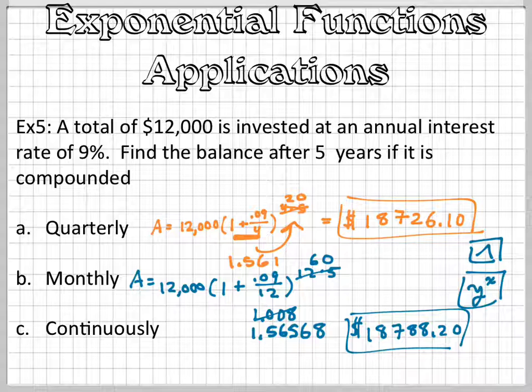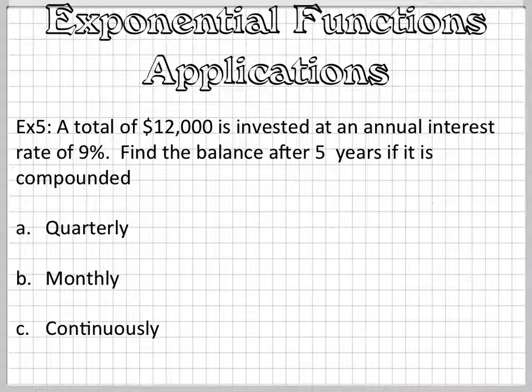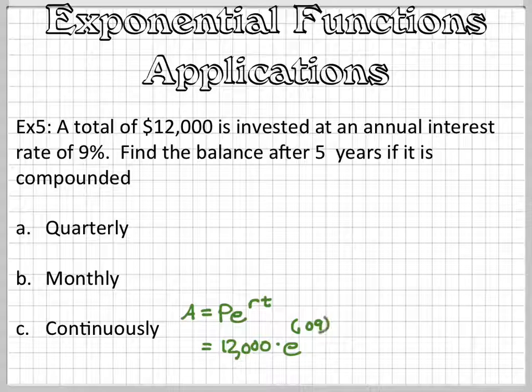Now let's do the continuous. The difference with the continuous, I'm going to clear everything here, is you use a different formula. This one is A equals P E to the R T. A equals principal times the natural base raised to the rate times t. So we have the principal, which is 12,000, times E raised to 0.09 times t, which is 5 years.